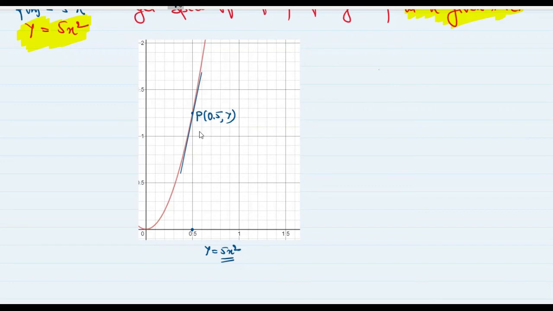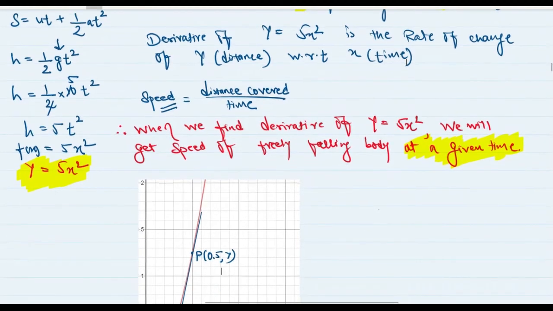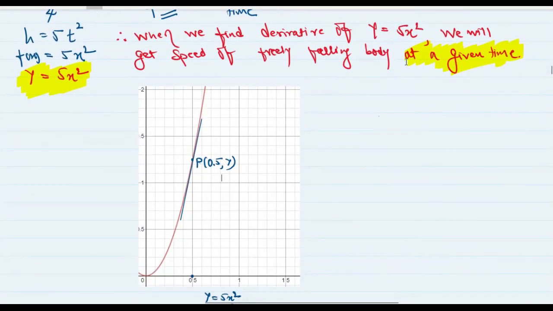So what is the speed of the body after 0.5 seconds when it is released from any height? Because we know that speed, or the rate of change of distance with respect to time, does not depend on from which height you are releasing the body. After 0.5 seconds, it will have the same speed. Okay, so let's see.